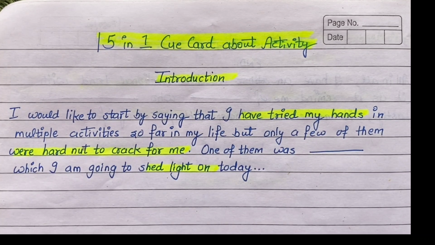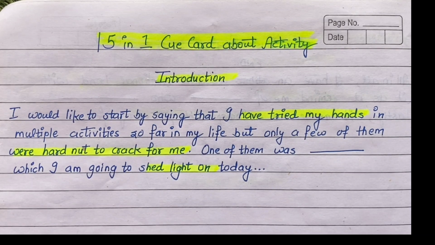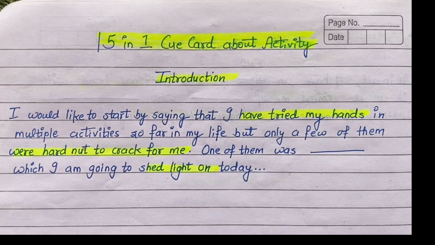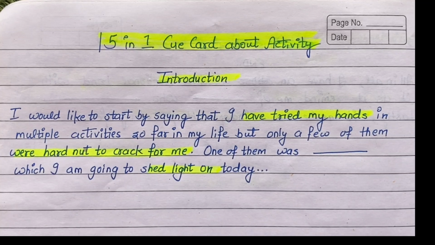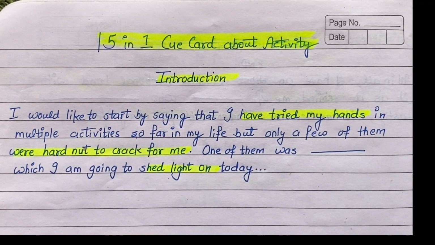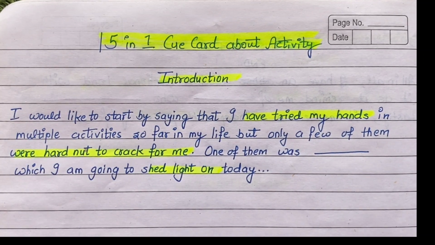First of all, as you know now, there are 4 parts: introduction, phase number 1, phase number 2 and conclusion. The introduction will be the same for all these cue cards which are based upon any activity. So see the introduction. I would like to start by saying that I have tried my hands at multiple activities so far in my life. But only a few of them were hard enough to crack, meaning difficult for me. One of them was learning cooking, one of them was learning driving, one of them was a speech competition. Whatever you want to talk about, you can just name it there, which I am going to shed light upon today. So this is the introduction. I hope your introduction is clear now.